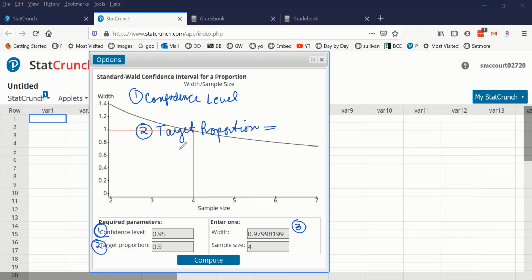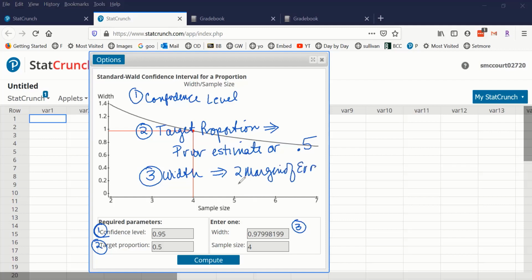2, the target proportion. That's either a prior estimate or 0.5. If you don't have a prior estimate, you use 0.5 because that's the highest estimate you'll end up with. So notice they give you 0.5 if you don't put in a prior estimate. And 3, the width. And the width is twice the margin of error. We're going to find the margin of error by looking for the word within.